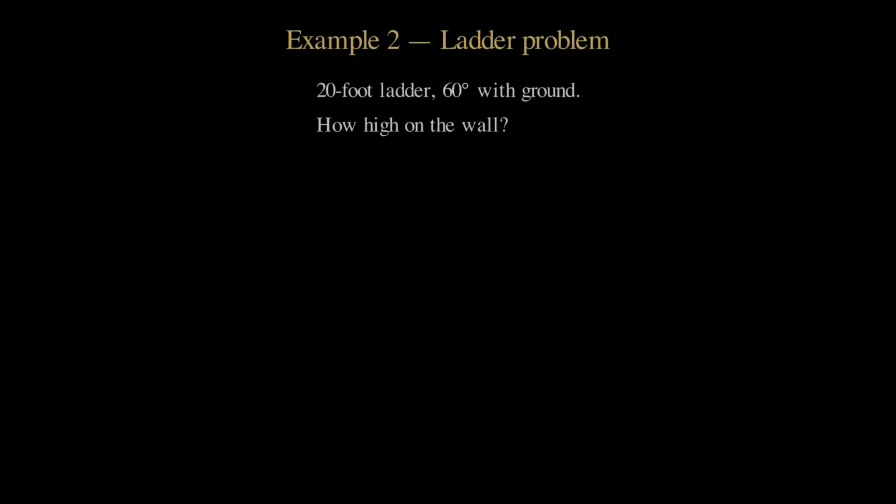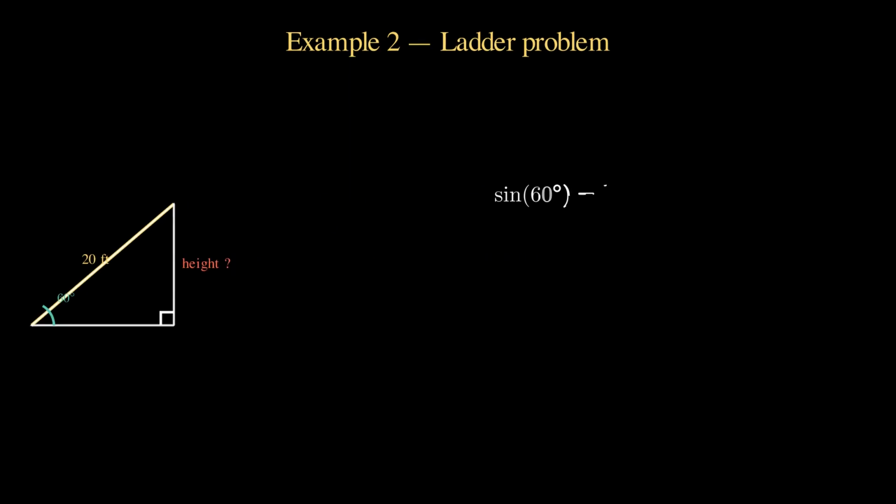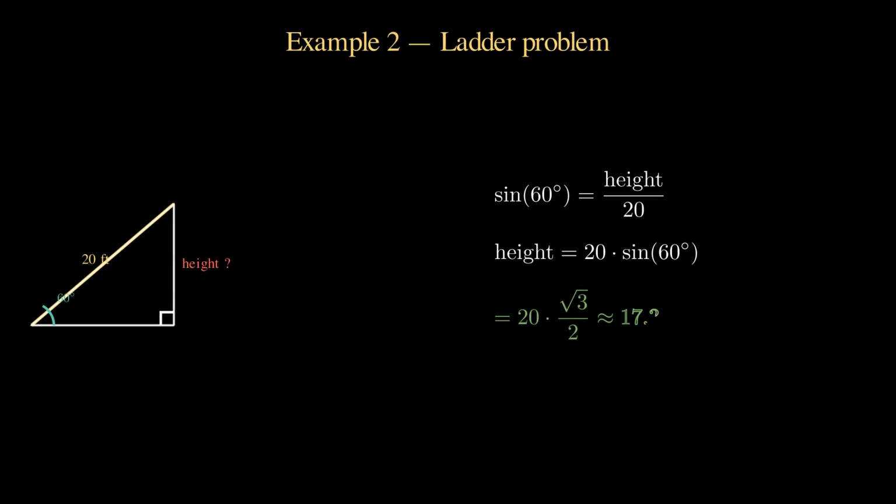Medium example, a 20-foot ladder leans against a wall, making a 60-degree angle with the ground. How high up the wall does it reach? The wall is opposite the 60-degree angle. The ladder is the hypotenuse. Sine 60 equals opposite over 20. Sine 60 is root 3 over 2, approximately 0.866. So the height equals 20 times 0.866, which is about 17.3 feet.